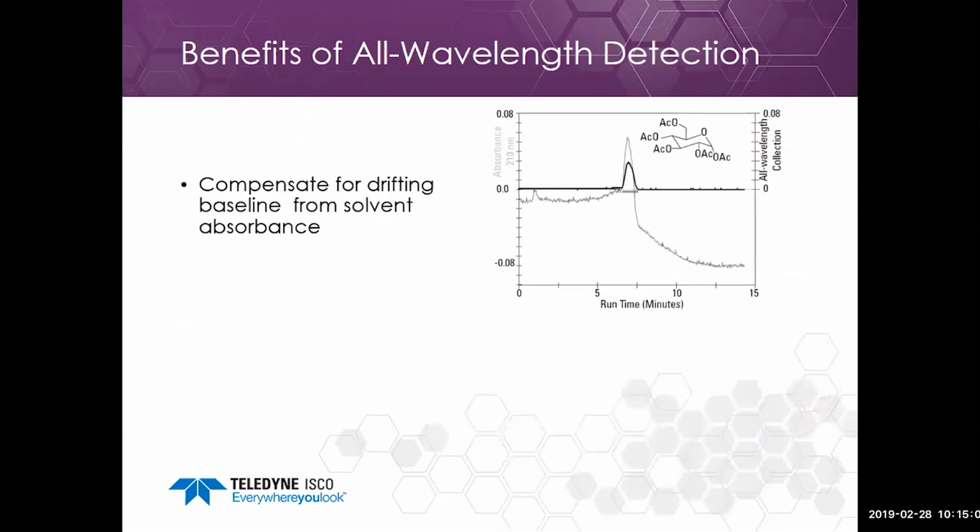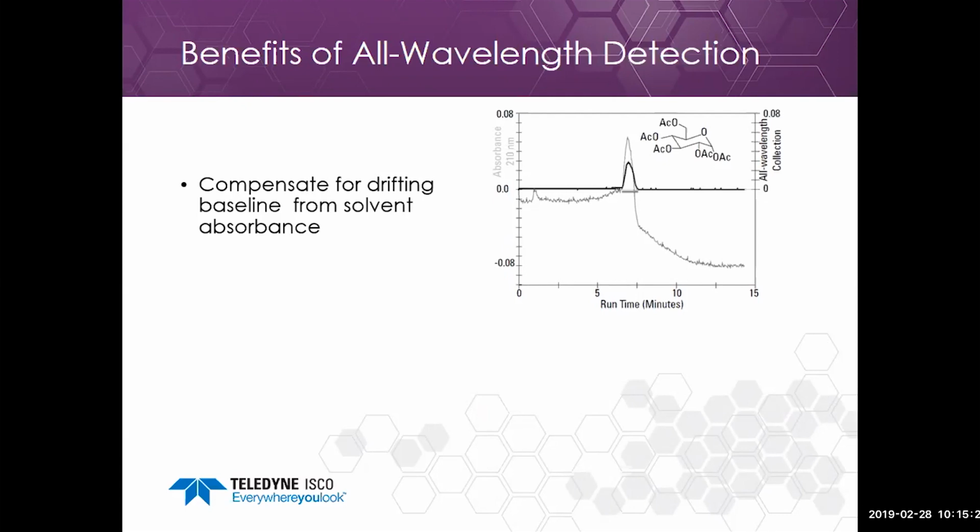Another way that you can use this feature is to compensate for drifting baseline from solvent absorbance. So if you don't have baseline correction, you don't have a NextGen, if you have an older generation RF or the EasyPrep or ACCUPrep, you could compensate for drifting baseline from solvent absorbance by using the all wavelength detection.